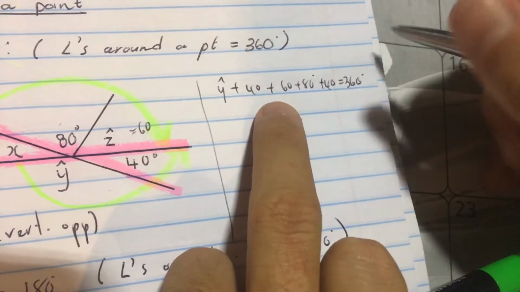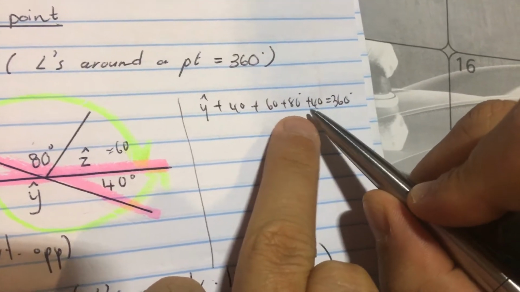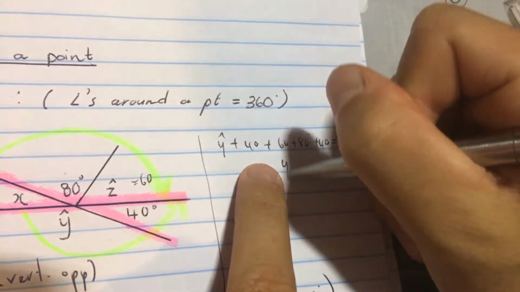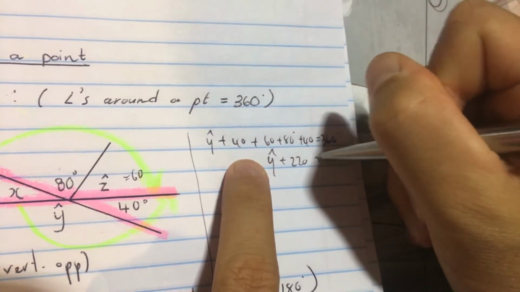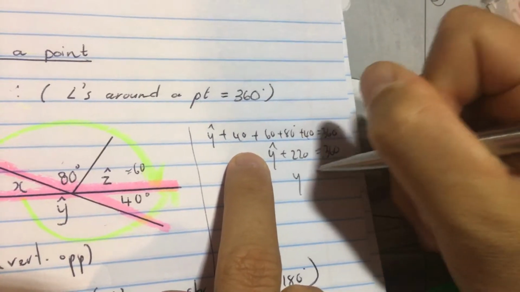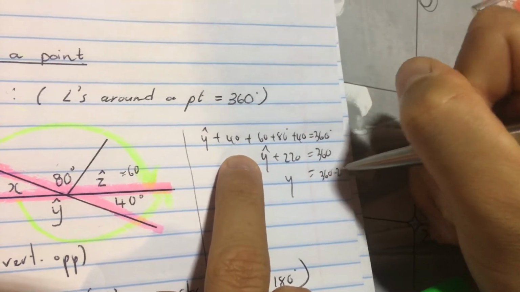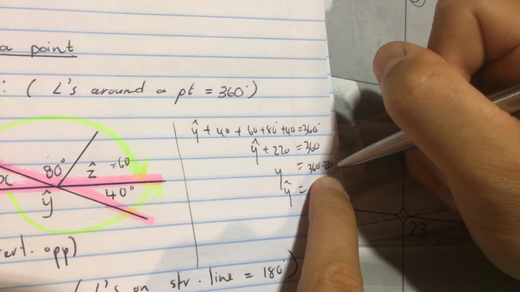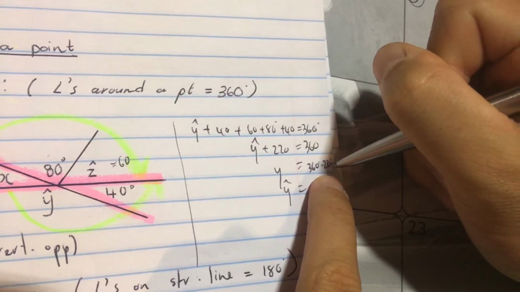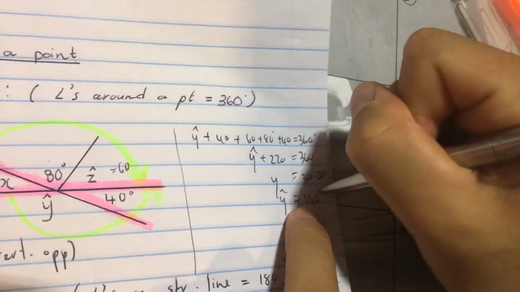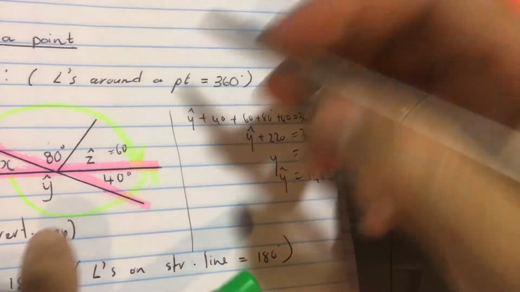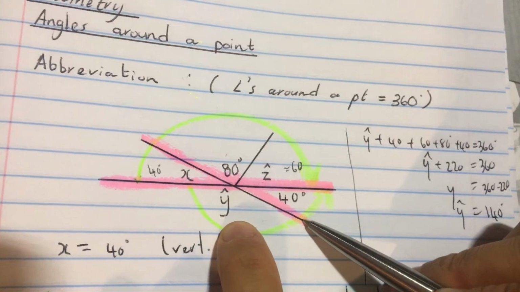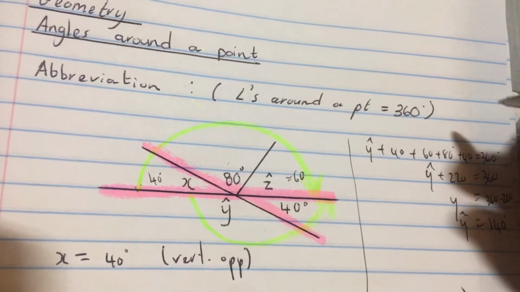If I add up all of this, 180, 220. So angle y plus 220 equals 360 degrees. Angle y is equal to 360 minus 220. Angle y is equal to 80 and 60. What's 80 and 60? 140. Some of you could have done adjacent supplementary at the bottom here, and you would have got it right as well. This is just one way of doing that.